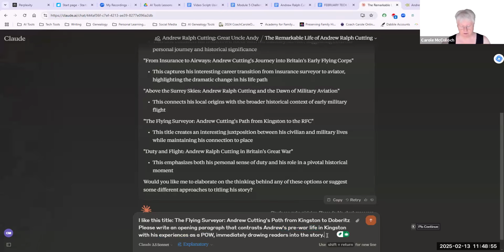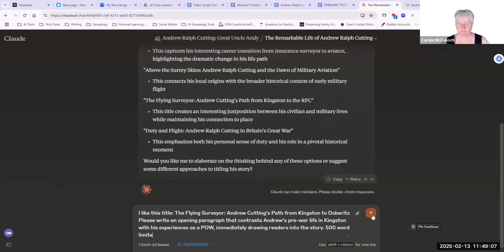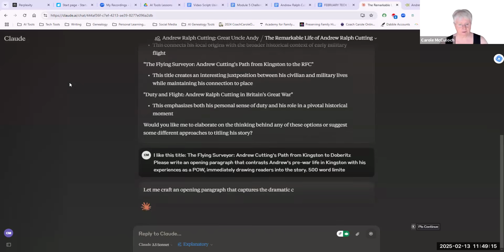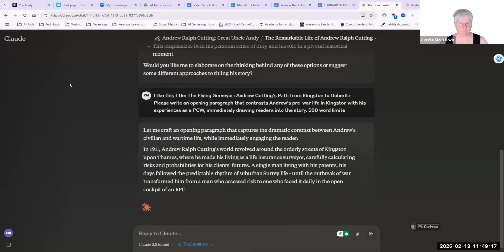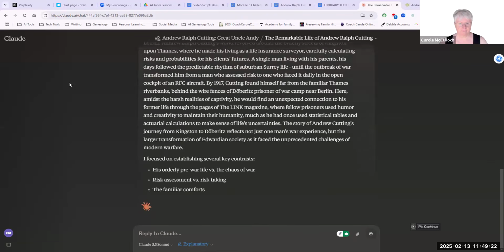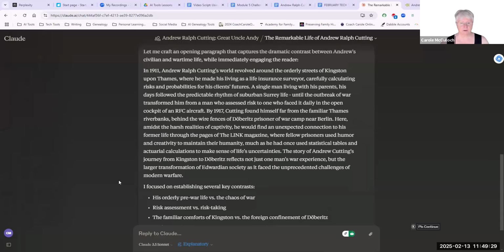We could be specific if we want to keep it to a particular word count, such as a 500-word limit. See how Claude goes with this instruction, because it's really good at creating narrative. So it does what I've asked of it, given me an opening paragraph.